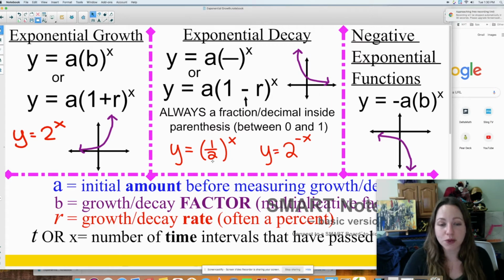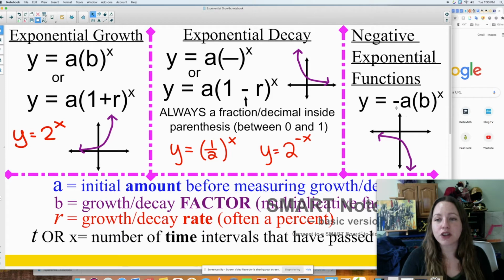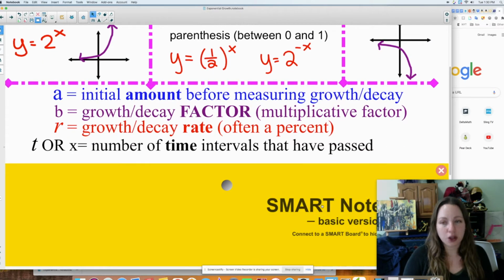You can have the decimal or fraction inside, also a negative exponent. And I want you to think about it. I'm not going to tell you why that would be true. And then a negative exponential function is when the A is negative, not the exponent. So just pay attention to that. Make sure that you paused it there.